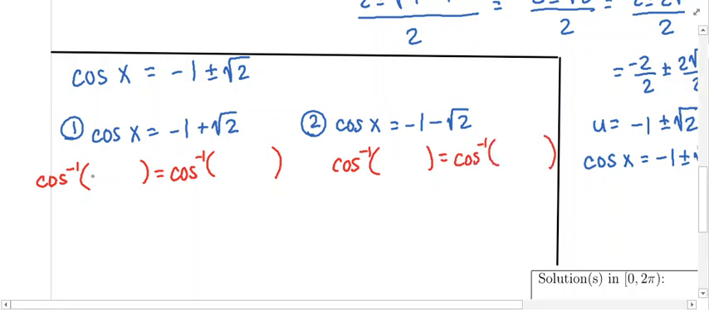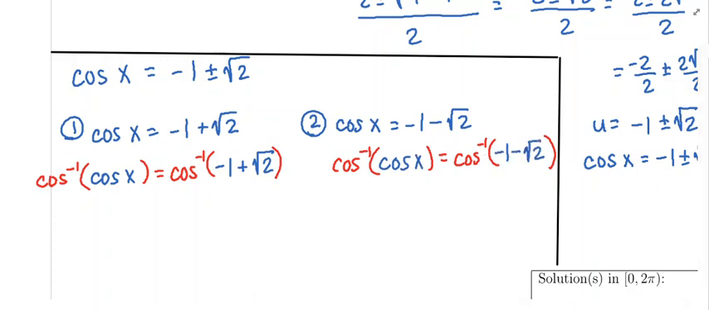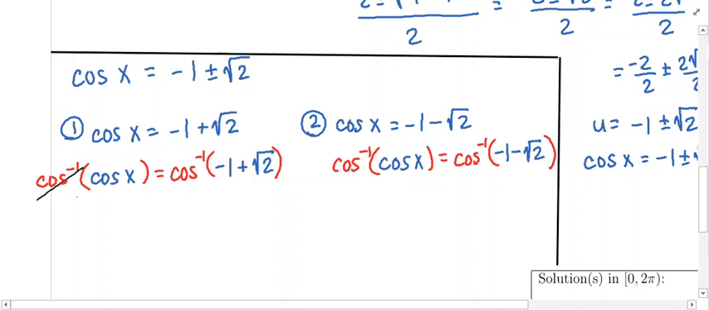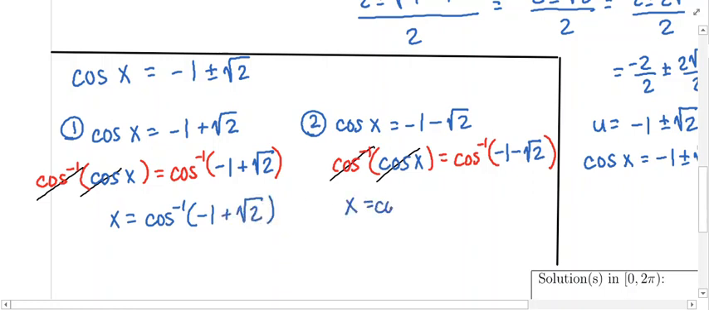So for this first equation, I'm going to get on the left the cosine inverse of the cosine of x is equal to the cosine inverse of negative 1 plus the square root of 2. Over here, I'm going to get the cosine inverse of the cosine of x is equal to the cosine inverse of negative 1 minus the square root of 2. In both of these, the cosine inverse will cancel with the cosine on the left side of the equations. So for equation 1, it's going to turn into x is equal to the cosine inverse of negative 1 plus the square root of 2. For the second equation, it's going to be x equals the cosine inverse of negative 1 minus the square root of 2. So I'm going to have to go to the calculator and punch these in.